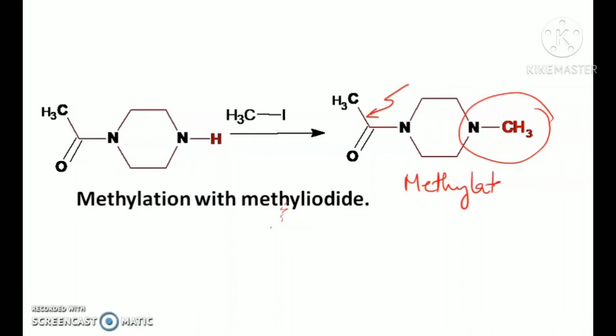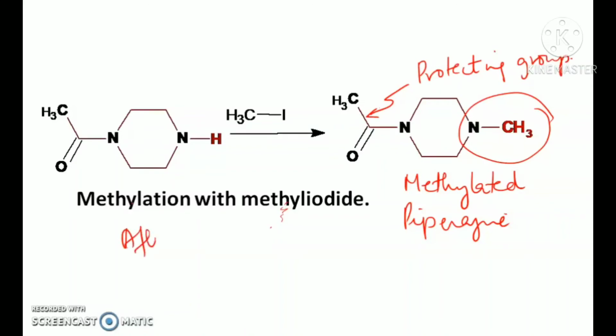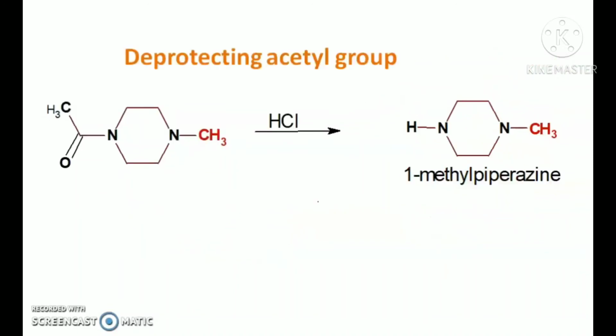So this derivative contains a methyl group at one nitrogen atom and an acetyl group at the second nitrogen atom. This acetyl group was introduced as a protecting agent, and now the next step is to remove that acetyl group, deprotecting it, and that is done by treating it with hydrochloric acid. So this hydrochloric acid removes the acetyl group from the piperazine ring to form 1-methyl piperazine.